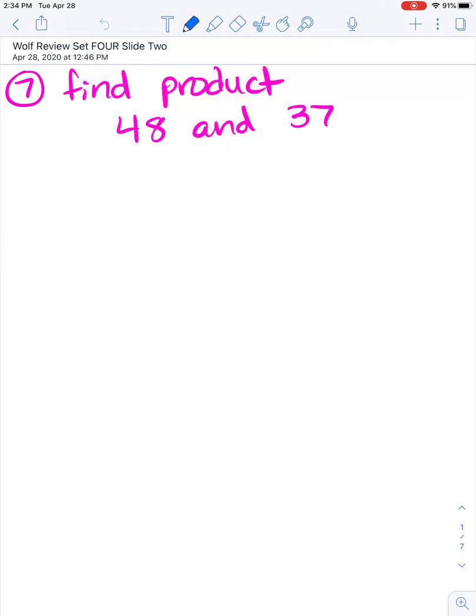First problem, we are going to find the product of 48 and 37. Product is the answer to a multiplication problem. We're going to do it two ways. We're going to do the algorithm, the old-fashioned method, and then we're going to also do the box method. So let's start. Give me a fist.